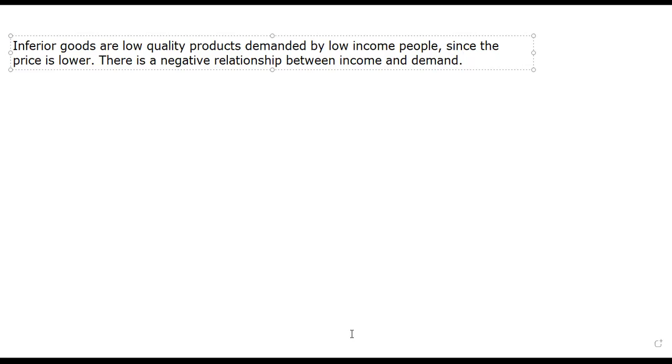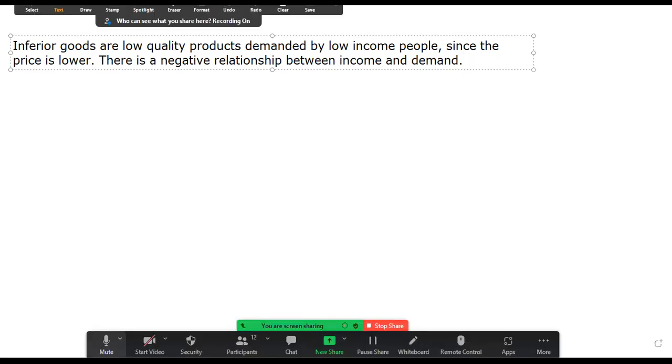For normal goods, income and demand, positive relationship. For inferior goods, income and demand, negative relationship. Are you okay with this? Yes, sir. Right. So that is about the income and demand relationship.